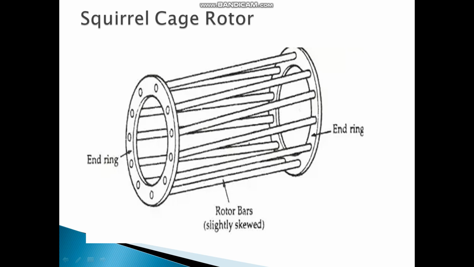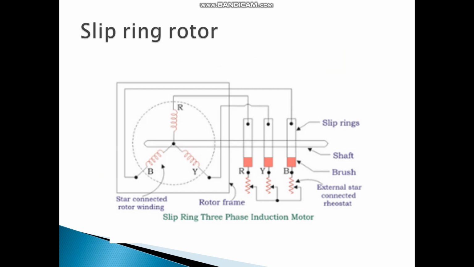And see the structure. These bars are welded at both ends. There is one end ring on one side, and on the other end there is again an end ring. So see the structure of this rotor. It looks like a cage, so the name of the rotor is squirrel cage induction rotor.